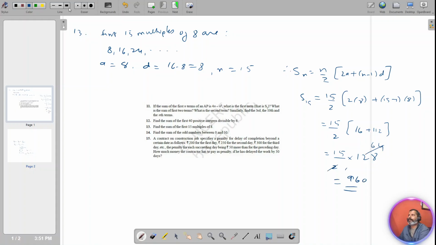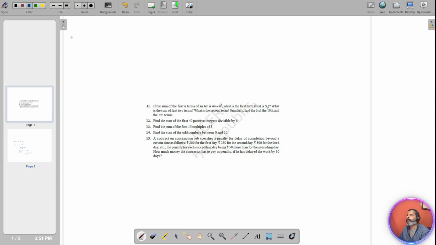Simple only. Similar 12, 13, 14 and all similar questions. We'll move to the 14th question quickly. Find the sum of odd numbers between 0 to 50. So, odd numbers between 0 to 50 are 1, 3, 5, and so on, up to 49. 50 is not odd.